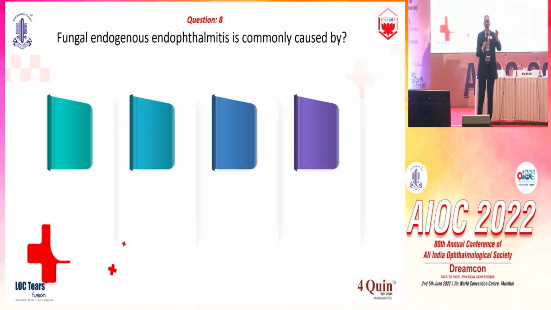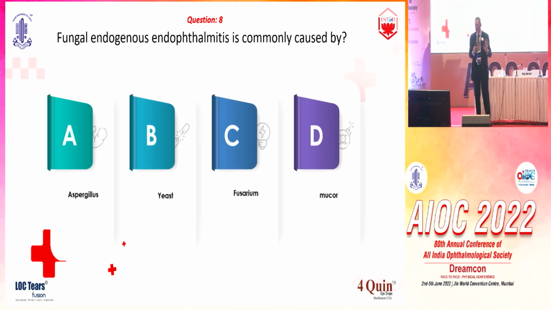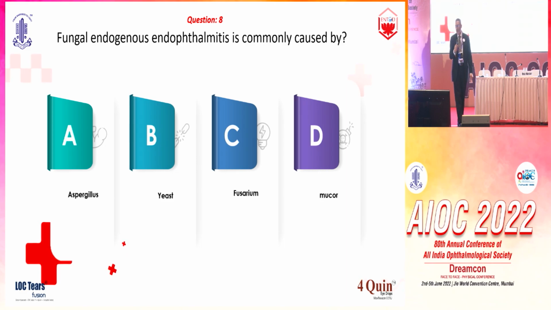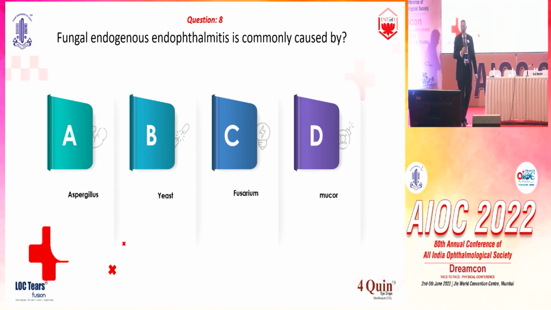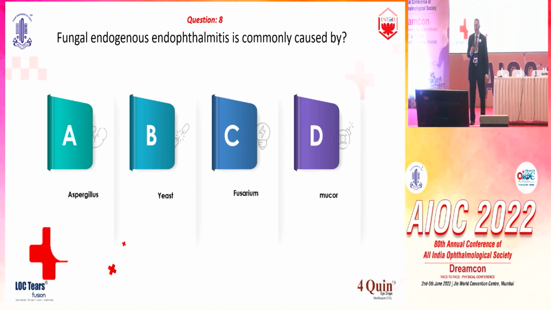fungal endogenous endophthalmitis is commonly caused by which organism? I'm telling you it's a fungus. So aspergillus, yeast, fusarium or mucor. Endogenous. I'm not talking about corneal. I wish I was. I'm a corneal surgeon. But the time starts now.